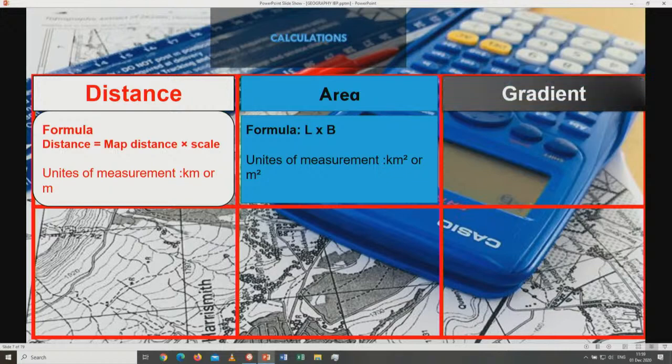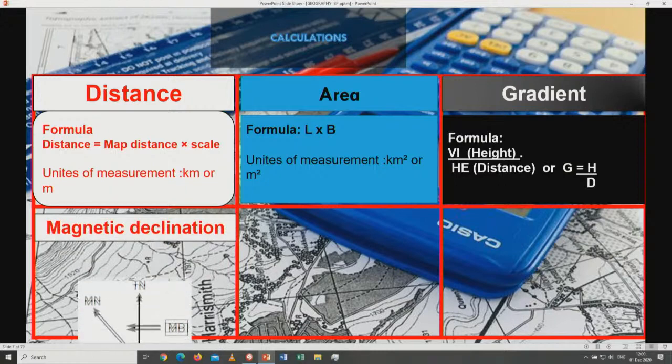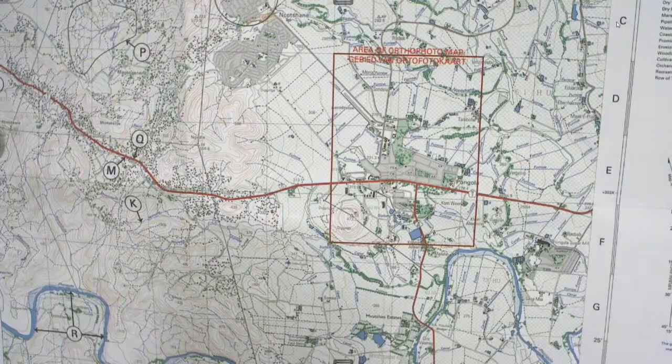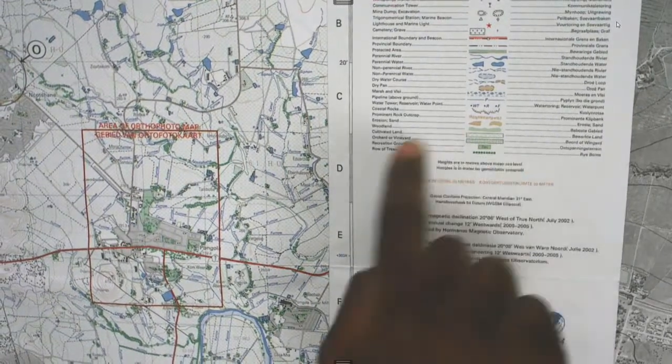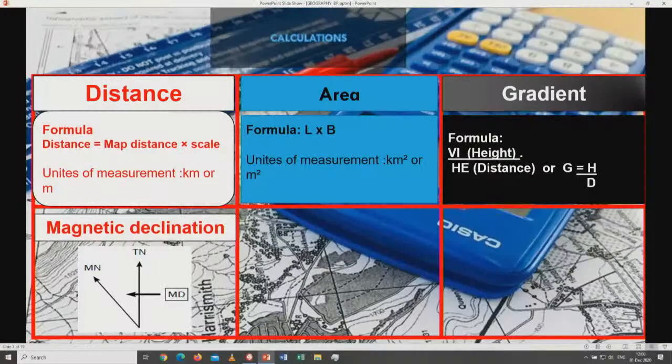Then, Grade 12, you will be looking at gradient. The formula is the vertical interval over the horizontal interval, which is height over distance. This formula, gradient equals height over distance, is the easiest formula to remember, Grade 12. Magnetic declination: we always have to use this information on our maps. It's very important that you know where to get the information, so that all the time you are able to find it.